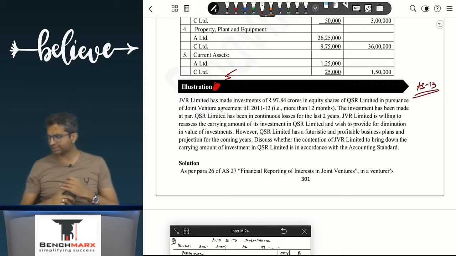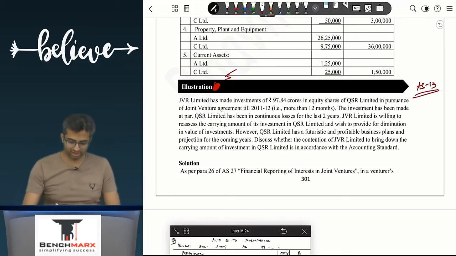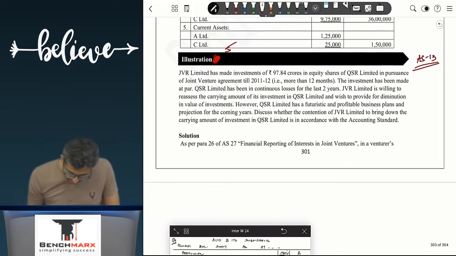Okay, let us review this. Now, JVR Limited has made investments of 97.84 crores in equity shares of QSR Limited.